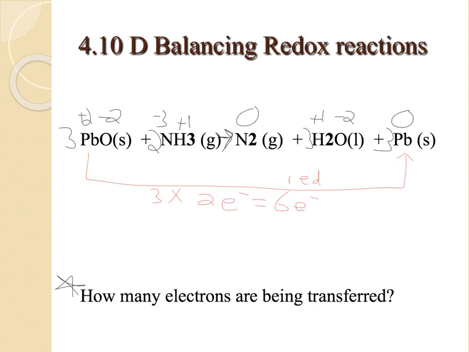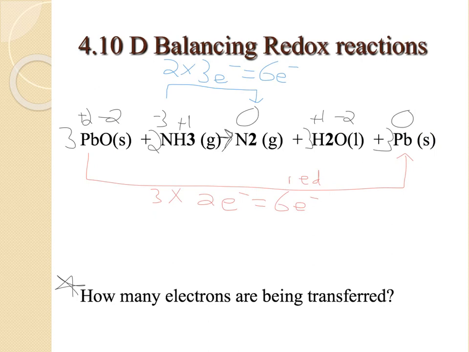The nitrogen went from -3 to 0. That's the one that lost electrons. There's 3 electrons there that were lost. But how many nitrogens are there? There are 2 of them undergoing those 3 electrons. So there's 6 again. So the question here is how many electrons were being transferred? It's 6. It's not 12.